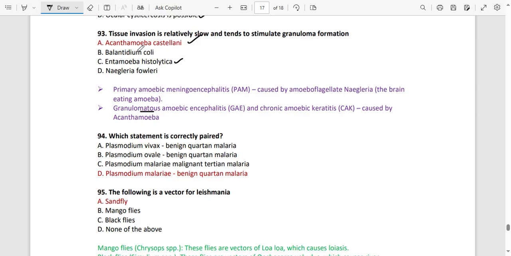What does Balantidium coli cause? Anyone that has read on that? Right, thank you so much, dysentery. Which statement is correctly paired? Plasmodium vivax, benign quartan malaria. We know Plasmodium vivax is, we want what is correctly paired. Plasmodium vivax and ovale, which one do they cause?